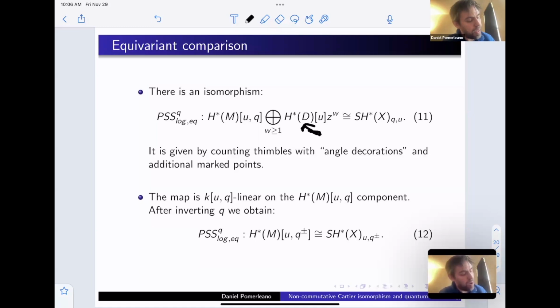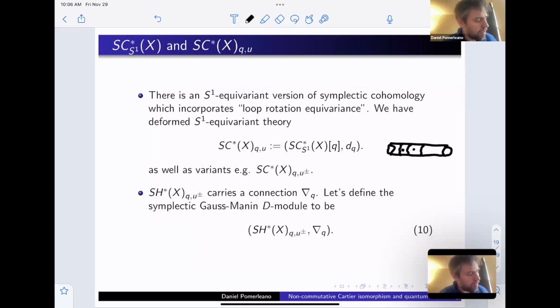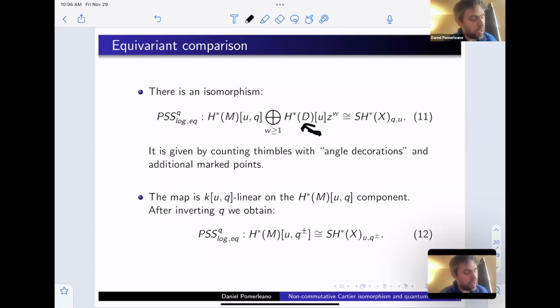And the key property that we have here is that the connection that I constructed, after I invert U as well, corresponds to the quantum connection. So under this isomorphism, if I take the connection on deformed symplectic cohomology and I invert Q, I get exactly the quantum connection on M. So that's the property that I want.